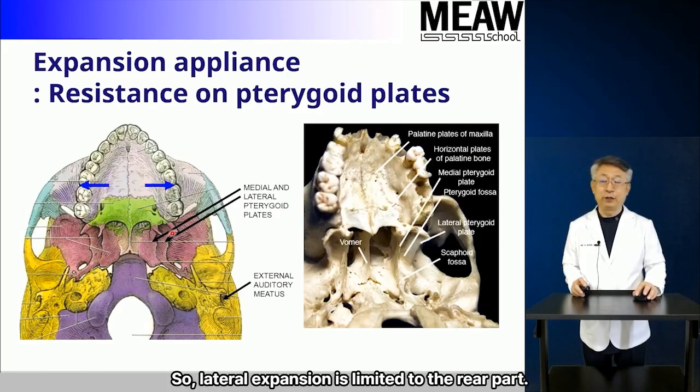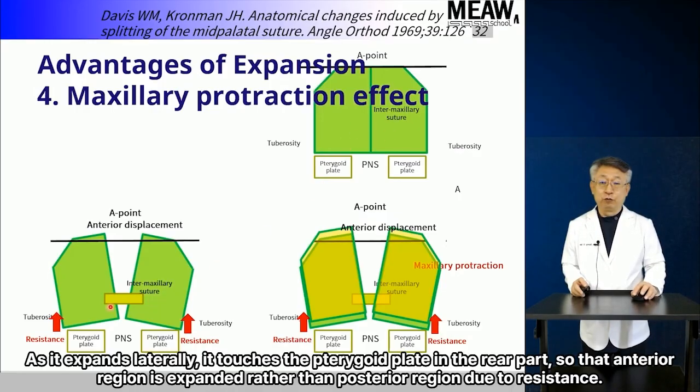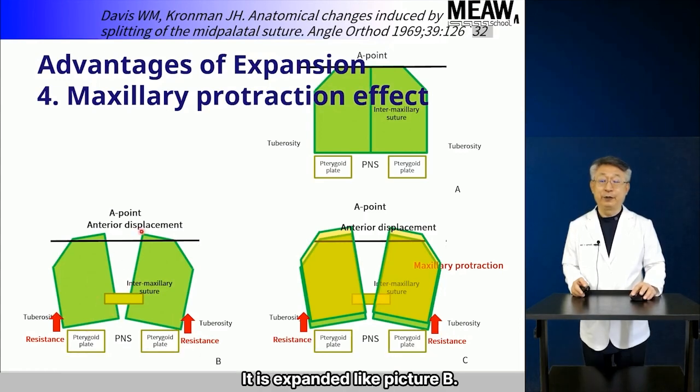So, lateral expansion is limited to the rear part. Fourth, there is a maxillary protraction effect. As it expands laterally, it touches the pterygoid plate in the rear part, so that the anterior region is expanded rather than the posterior region due to resistance. It is expanded like picture B.